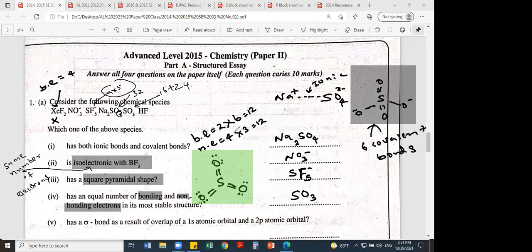Is that clear? What is the SO3? What is the shape of the molecule? It is trigonal planar, right? SO3 is trigonal planar. What is the bond angle? 120. Those things also you have to recall. Yeah, so you can comment.